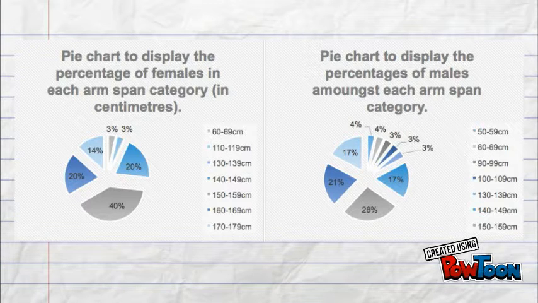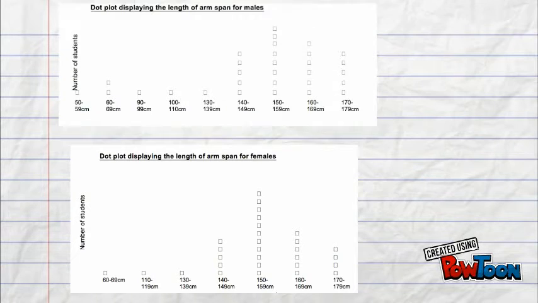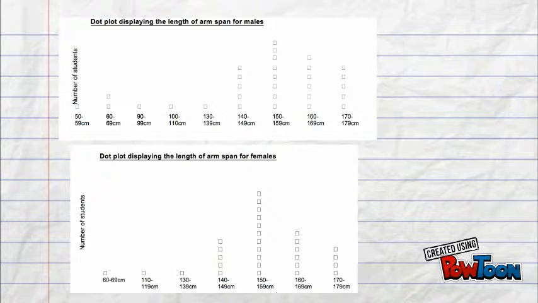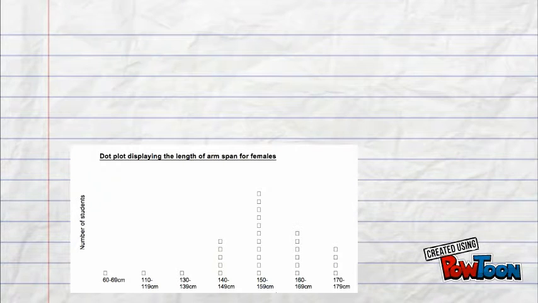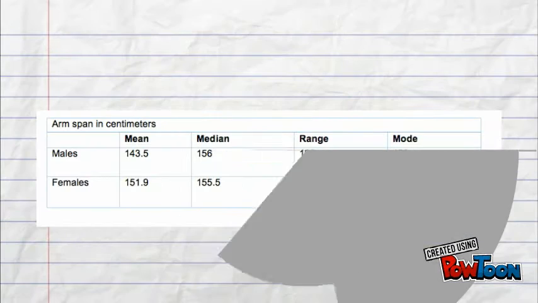However, as they work on 100%, I had to create them separately for the males and females, and therefore this graph isn't the most accurate representation between the comparisons of both males and females. From here, I then decided to create dot plots displaying the length of arm span for both females and males. As you can see throughout both of these graphs, it's obvious that most students fell between 150 to 159 centimetres.